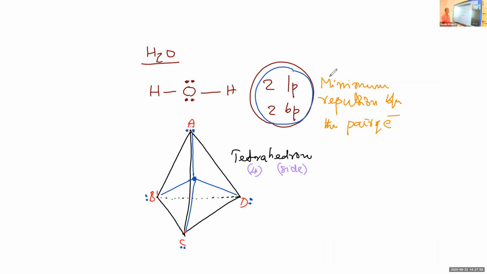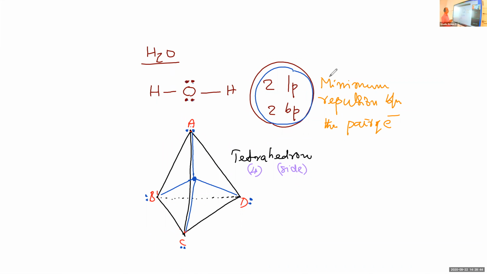Remember, on the oxygen atom in water molecule, there are 4 pairs of electrons: 2 lone pairs of electrons and 2 bond pairs of electrons. There is repulsion, and the repulsion should be the minimum so that the structure is maximum stable. And maximum stability can be attained if these 4 electron pairs are directed towards the corners of a tetrahedron.